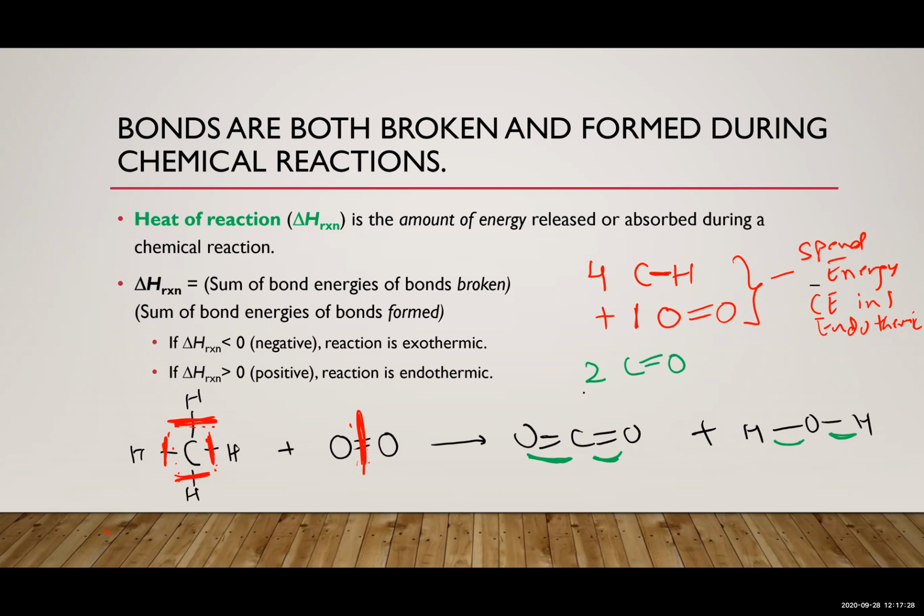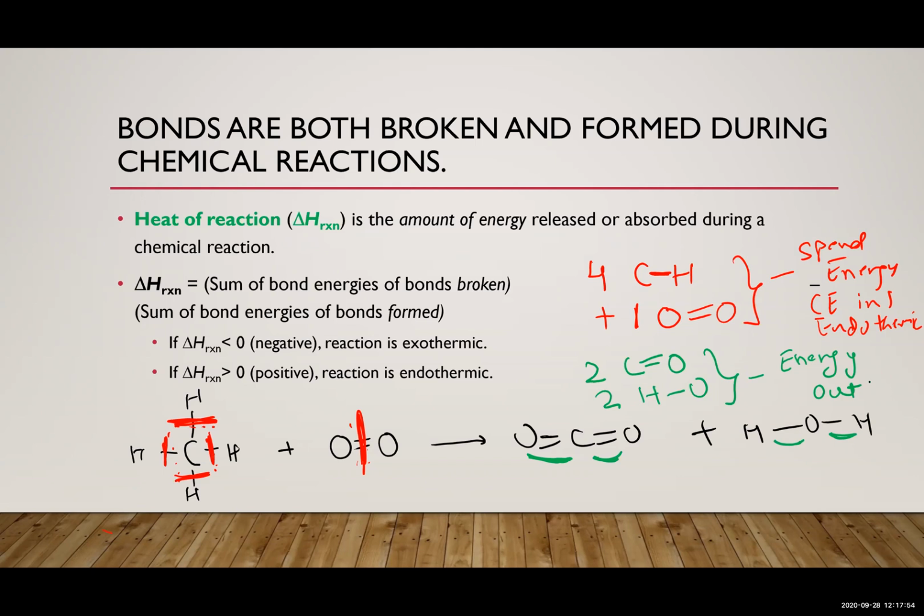And how many oxygen and hydrogen bonds are formed? Two. So when the bonds are formed, what happens to energy? Does energy come out or in? Energy comes out, right? In breaking, it goes in, it's endothermic. In making, energy comes out, it's exothermic.